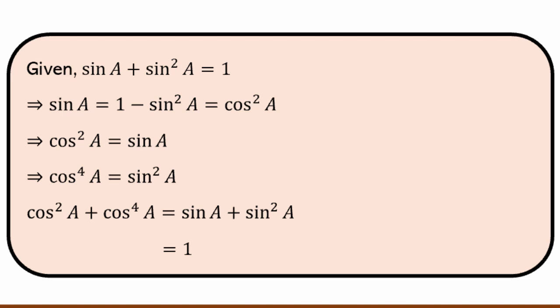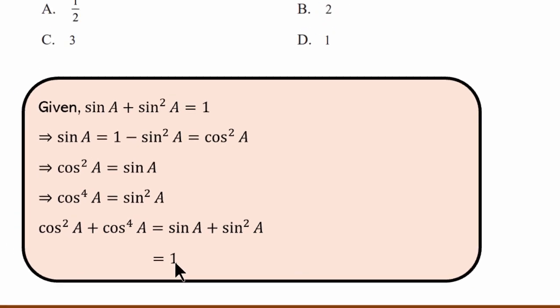Now what is the LHS? LHS says cos square a plus cos to the power 4a. So we'll put that: cos square a plus cos to the power 4a. Cos square a is sin a. Cos to the power 4a is sin square a. So sin a plus sin square a. But what is the original given? They have given that sin a plus sin square a is 1. Which means this is actually 1.